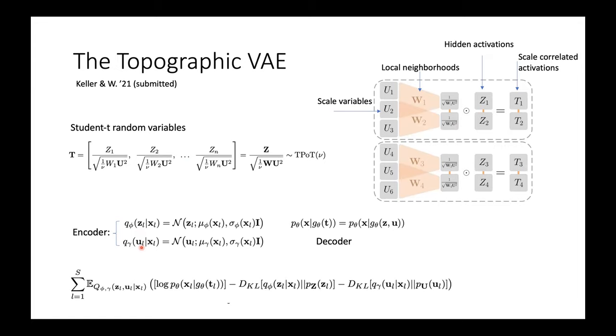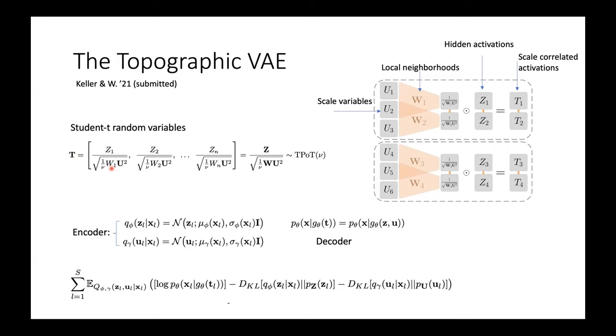We predict both Z and U using a normal variational autoencoder network. It's a Gaussian distribution. But we are only going to use the square of U, because we're not interested in the sign. The sign should be encoded in Z. We're just interested in the actual activation energy. And then we create these student T variables T, which are the Z variable divided by basically the U squared, but averaged over a local neighborhood. And this local neighborhood can be a local neighborhood in channel dimension, or in spatial dimension. And as we will see, it can even be a local neighborhood in time dimension.